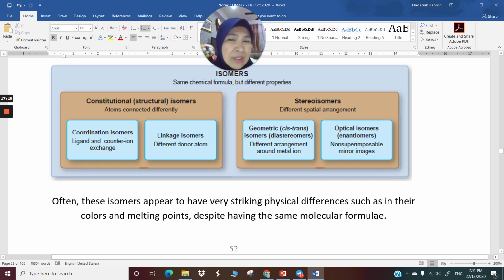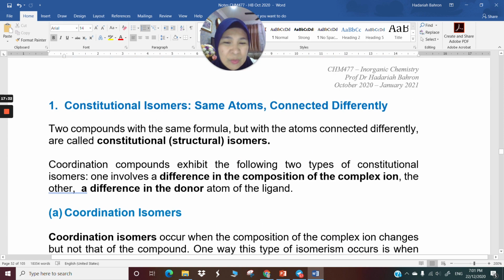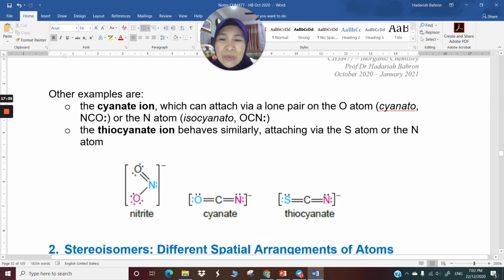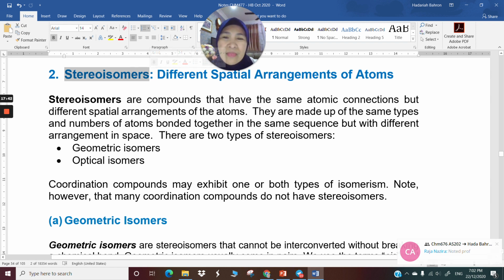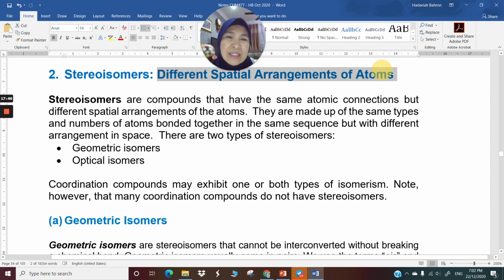It's not about the differences in atomic connection now, but the difference is in the arrangement in space. You can have either cis-trans or optical isomers. So let's go through that. Now, stereoisomers are when you have different spatial arrangements of atoms, different arrangement in space of atoms.